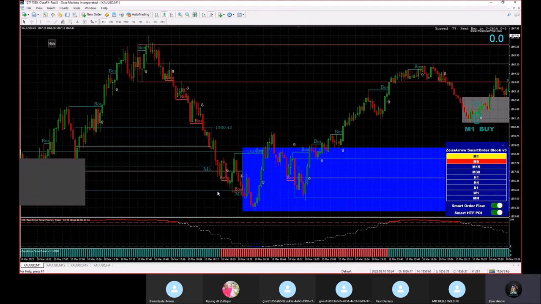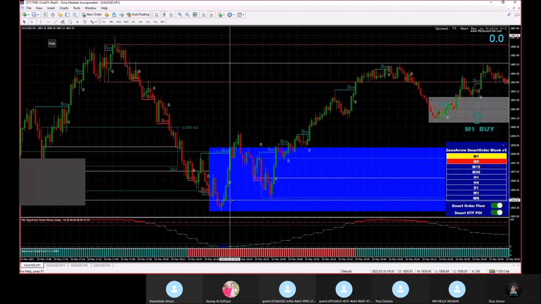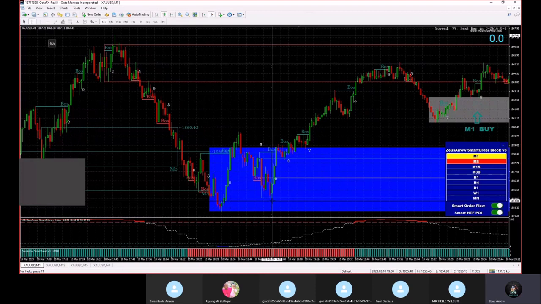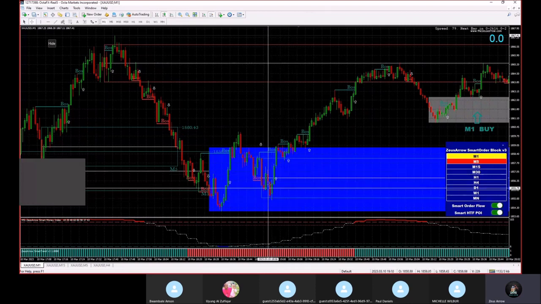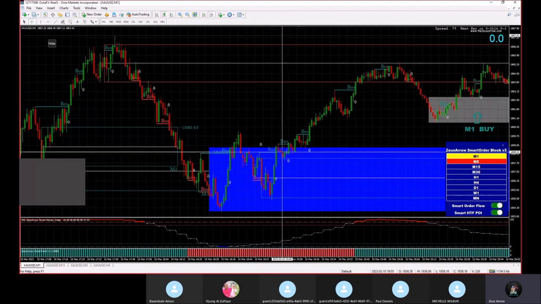So we can see the first level here. We got the first break of structure, first 1 minute order block here. Now you can see the price came almost to this level and moved back. Now let's go for the second order block, which was here. And then we had the third order block, which was here.